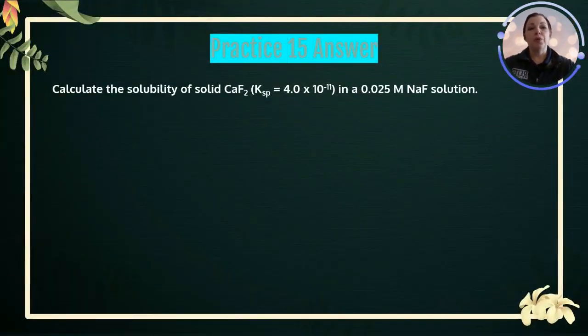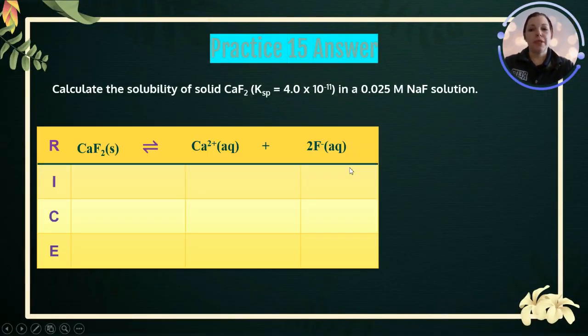Okay, so as we have been doing this entire unit, we're going to start with a RICE table. So here is your reaction. CaF2 dissociates into Ca2+ and 2F-. Remember that because we're working with ions here, we do not express F as a diatomic. That's only when F is found in its elemental form. This is not fluorine in its elemental form. This is fluoride. So it has a charge and this is different.